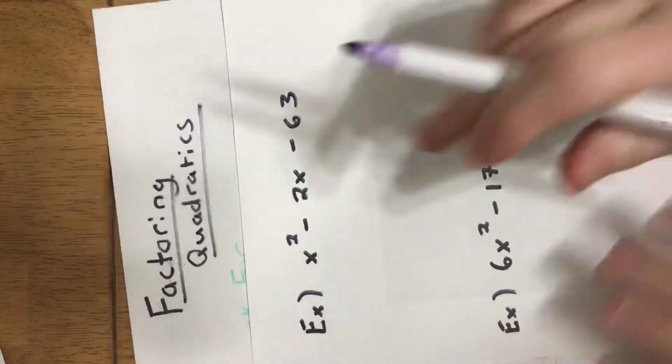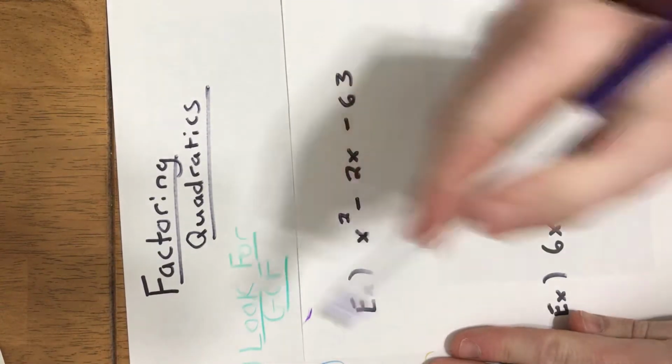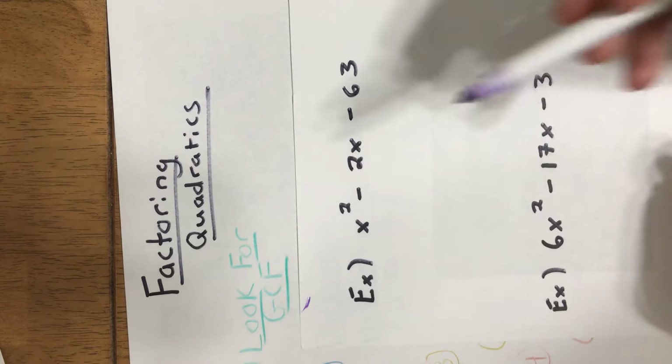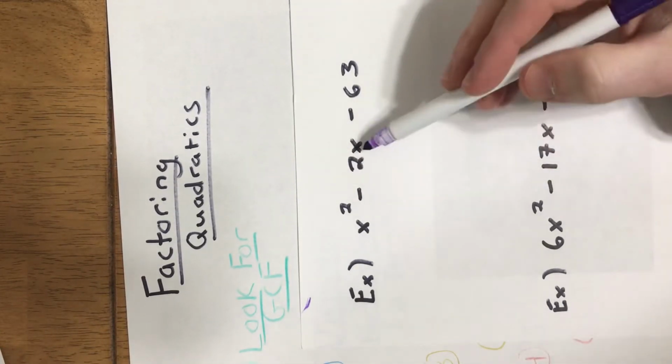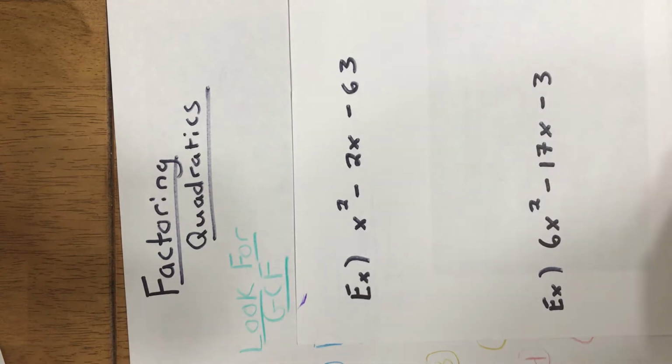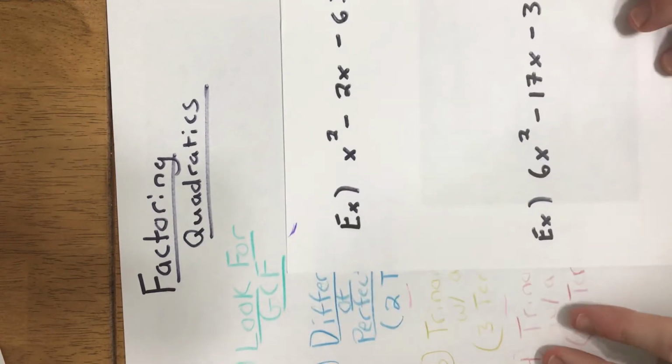So I'm first going to look for a GCF. Notice that's always my first step. I don't have a GCF here. There's nothing in common with x squared, negative 2x, and negative 63. So I'm moving down my list.